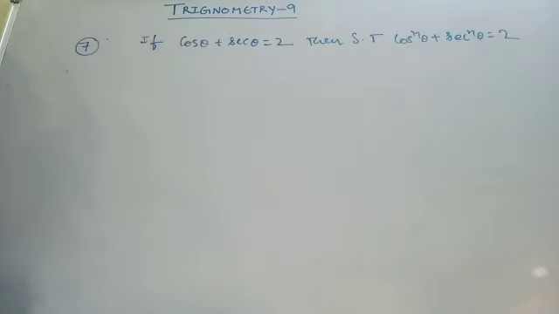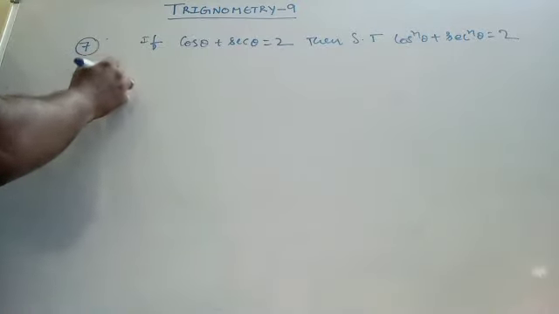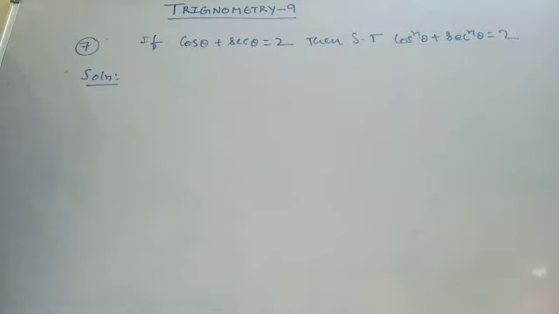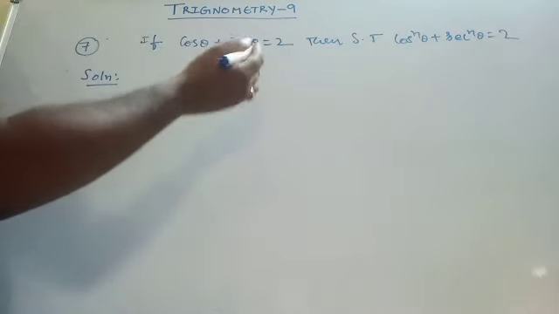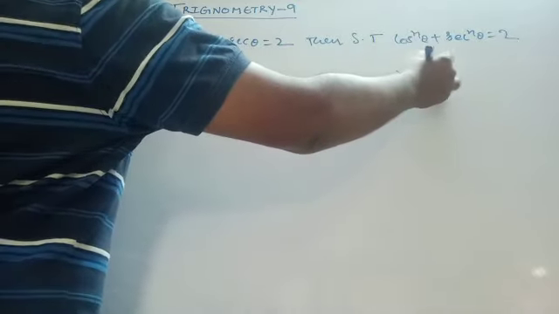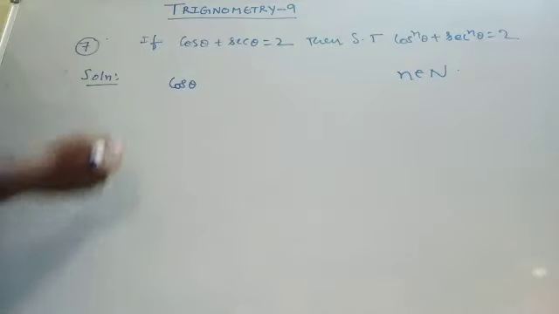Now we have one of the wonderful problems. Next one is this: if cos theta plus secant theta equals 2, then show that cos power n theta plus secant power n theta equals 2, right? See, dear students, here n is a natural number, where n belongs to capital N.